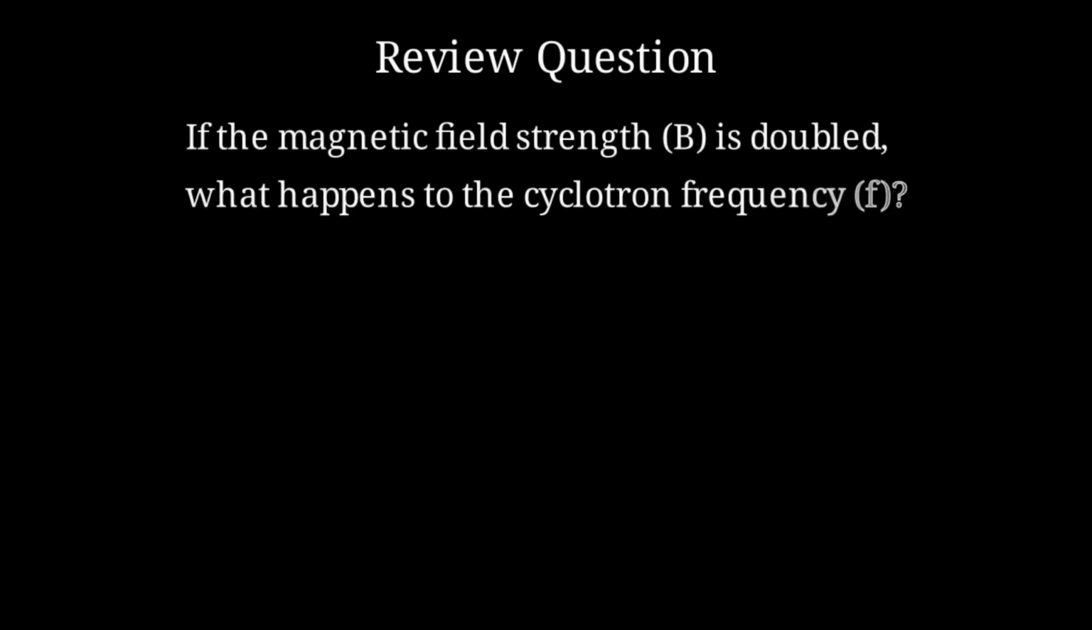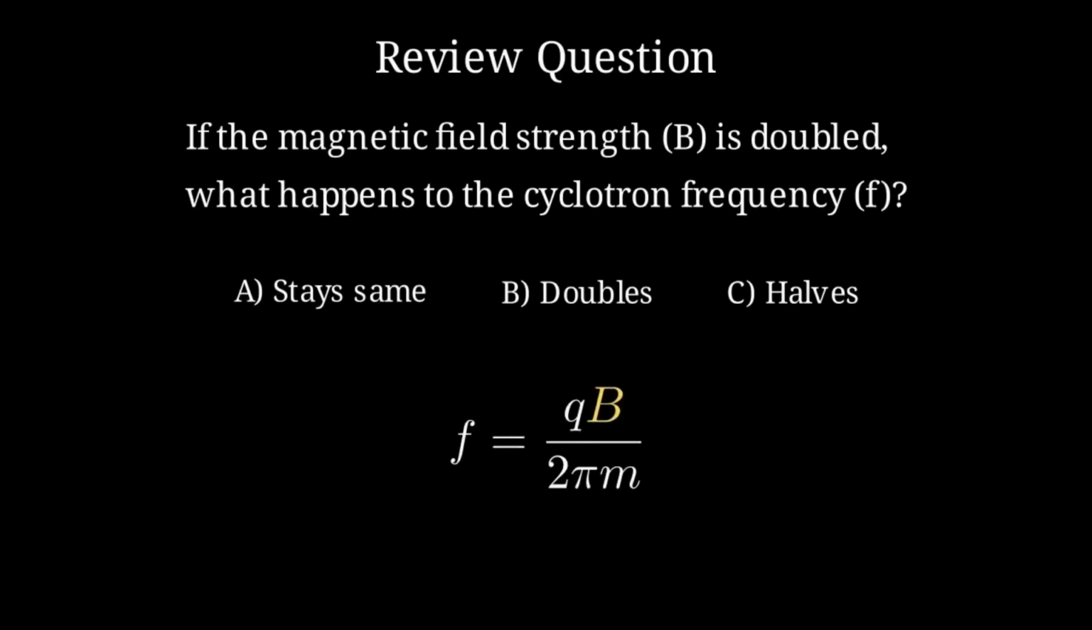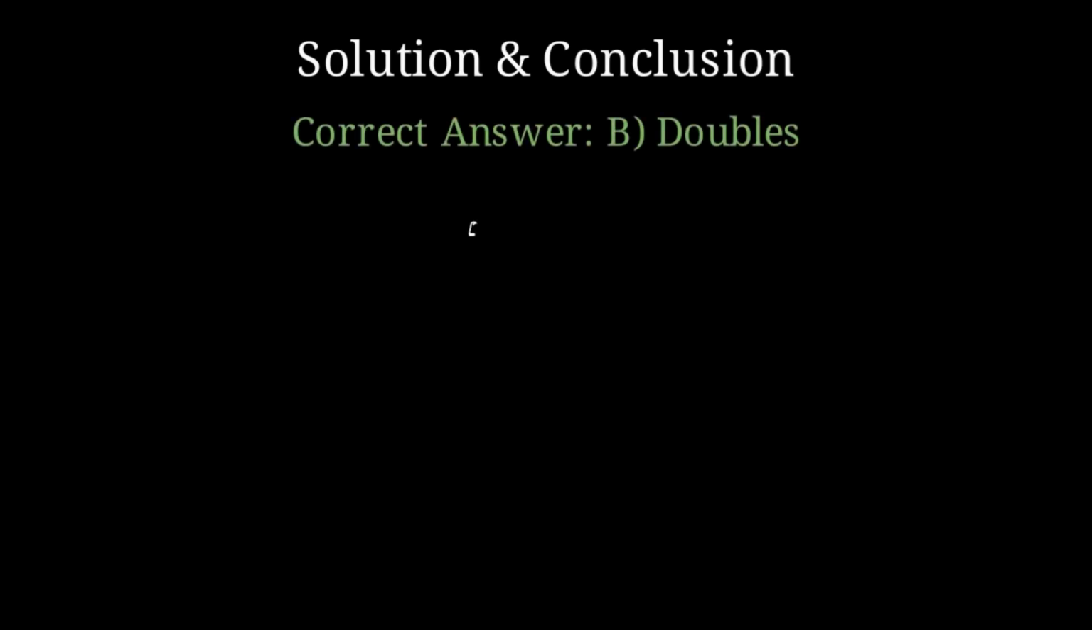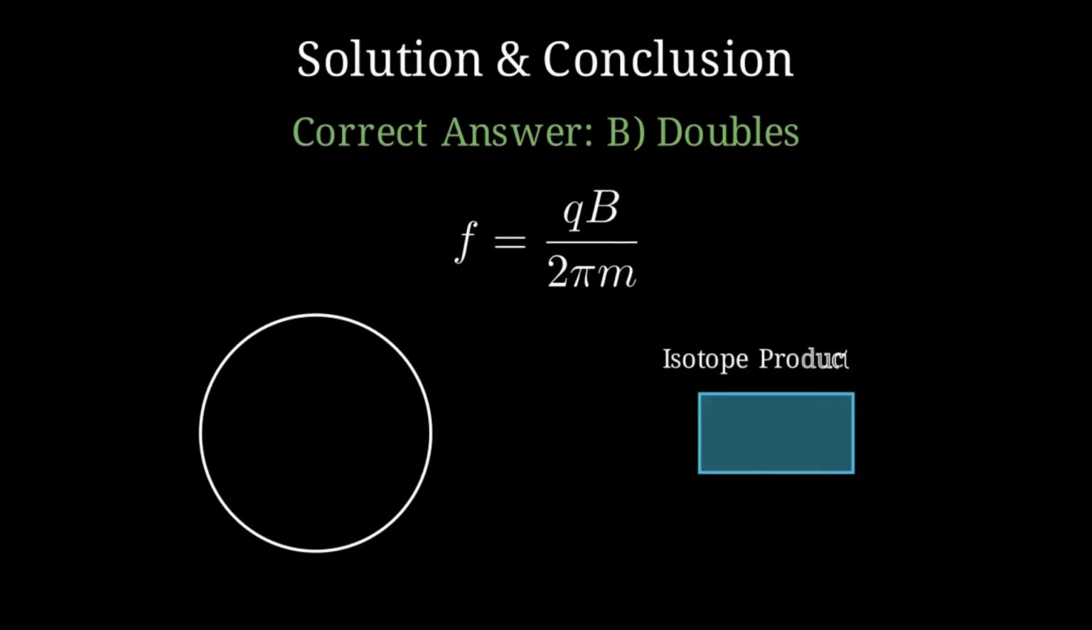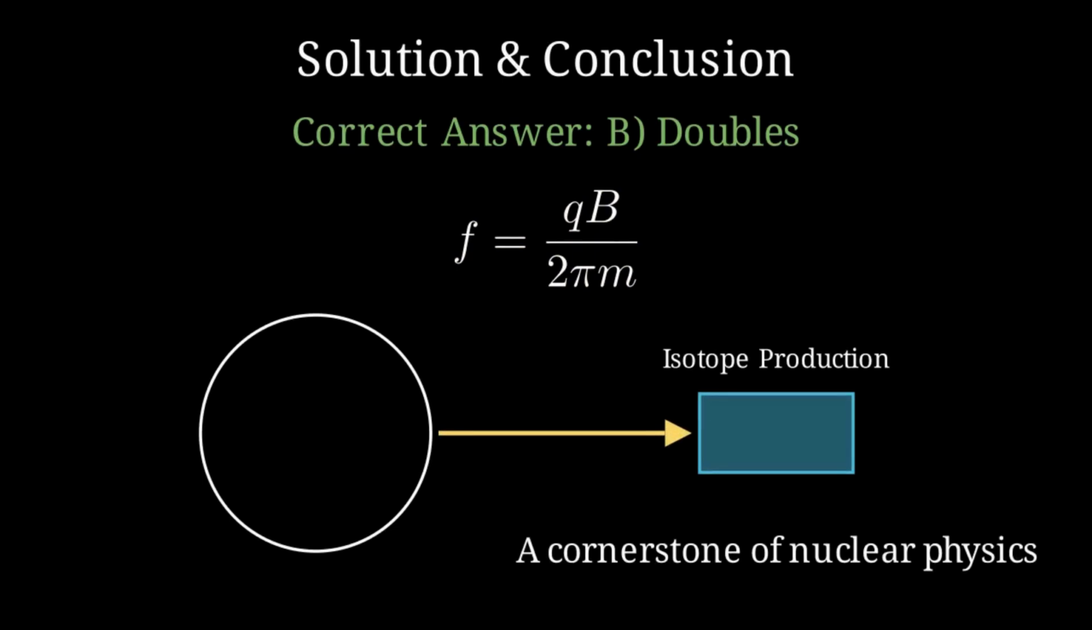Think about our frequency formula. If we increase the magnetic field strength, the particle is forced into a tighter, faster turn. Since the frequency is directly proportional to the magnetic field, doubling B will double the frequency. The correct answer is that the frequency doubles. This principle allows engineers to tune cyclotrons for different particles and energies, making them one of the most versatile tools in modern science and healthcare.